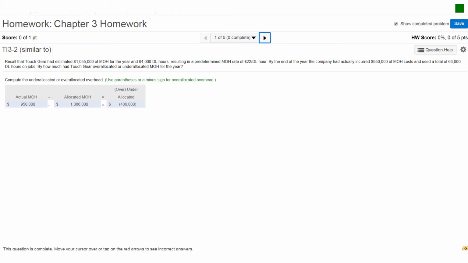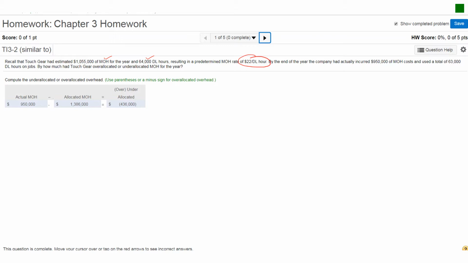This is Chapter 3, homework problem number 1 out of 5. So here we go. Recall that Touch Gear had estimated $1,055,000 of manufacturing overhead for the year and 64,000 direct labor hours, resulting in a predetermined overhead rate of $22 per direct labor hour. So they've already calculated the predetermined overhead rate, so they're not going to make you do that.